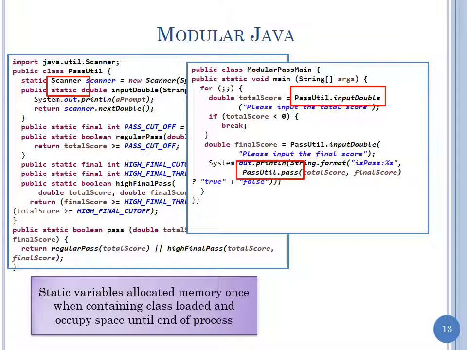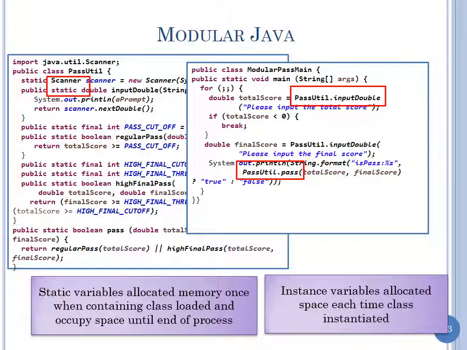So I think I have some text here. Static variables are allocated memory once when the containing class is loaded and occupy space until the end of the process. And instance variables are allocated each time the class is instantiated. When does that space go away? That depends on the language. In C++, when does the space go away? Anybody know?